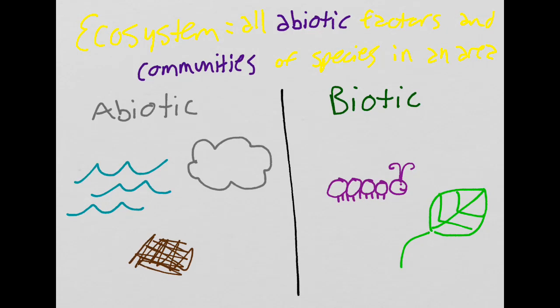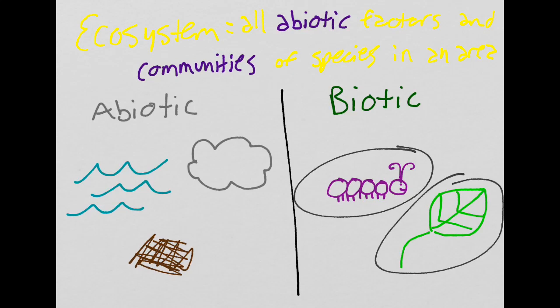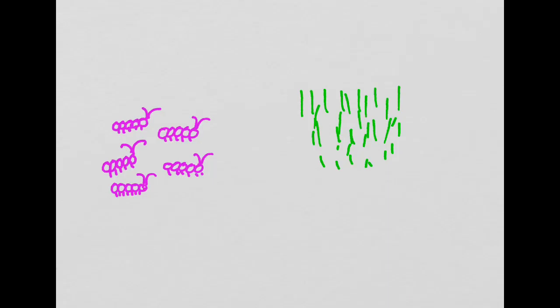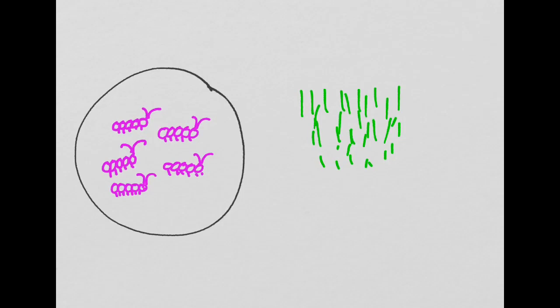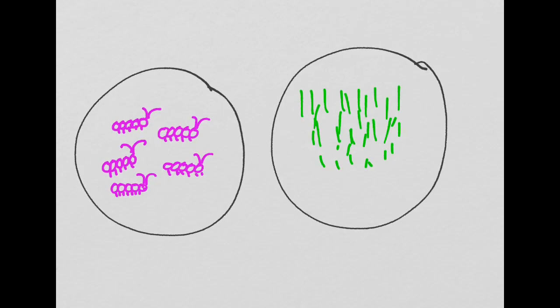Now, in a real ecosystem, the biotic factors like the bugs and the plants would form populations which would contribute to the community of species in the ecosystem. So what's the difference between a population and a community? Well, a population refers to only one of the species living in an area. So say this group of bugs would be one population because they're all the same species, or this patch of grass. It's all in the same area, it's one species.